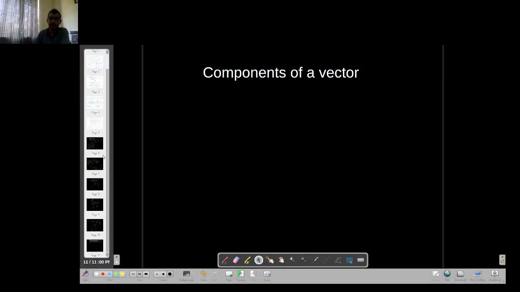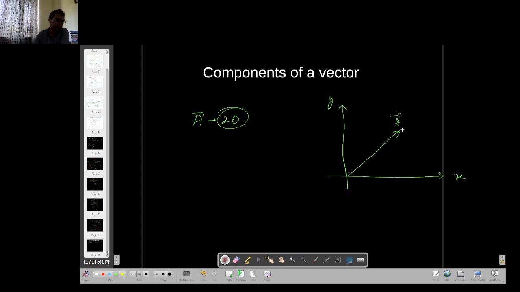So today I will talk about components of a vector. For this, consider a vector in two-dimensional space. Say it is the x-axis, it is the y-axis, and here is a vector A, and let us call this point P.